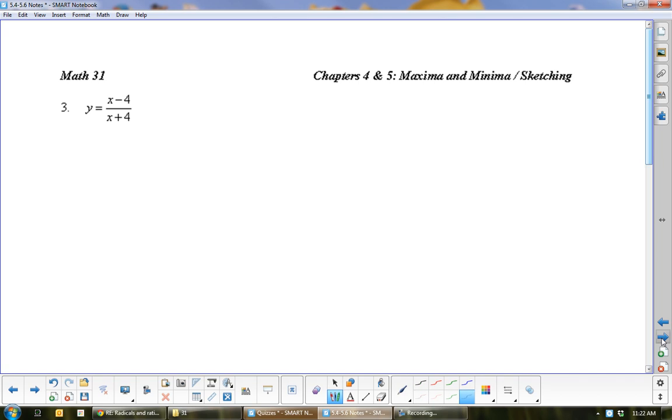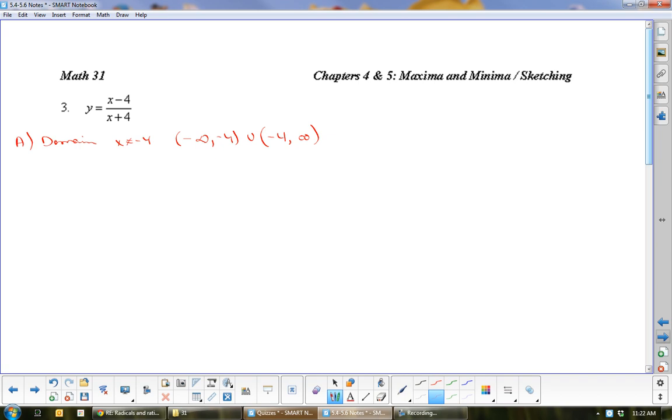Okay, so this one here, let's try and speed it up a bit, so we're just getting right to getting all the evidence and then graphing. So A, domain. So x cannot equal -4. So my domain would be -infinity to -4, union -4 to infinity.